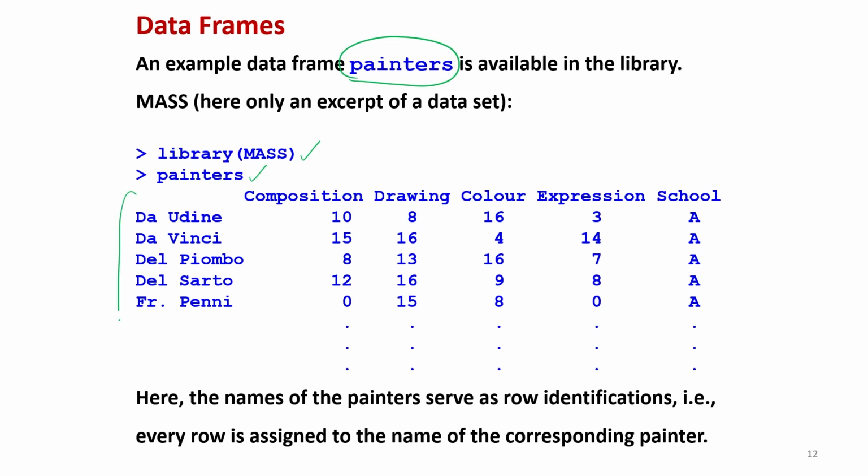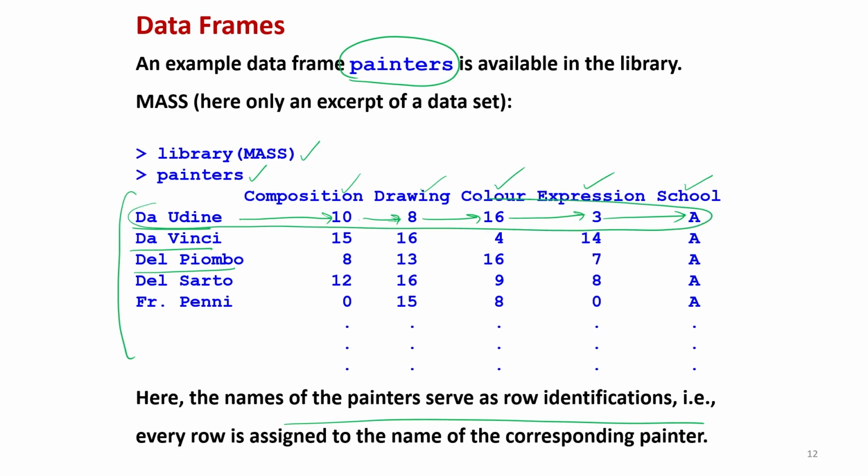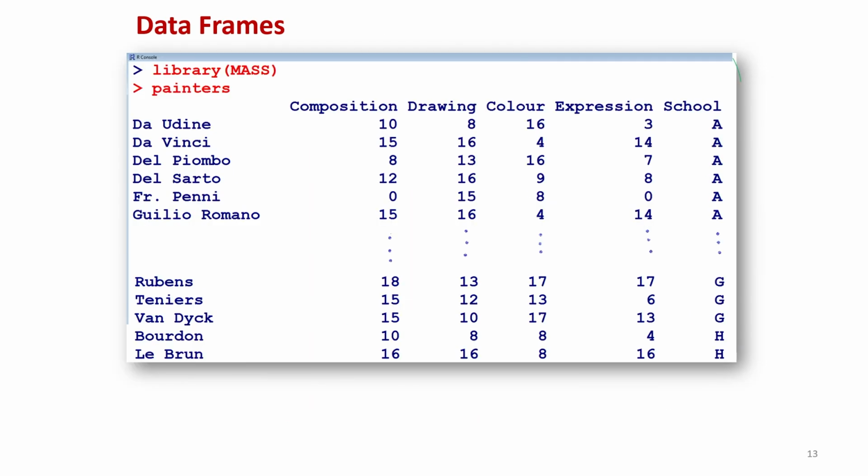So it will actually look like this. These are the names of the painters, Da Udine, Da Vinci, Del Piombo, etc. And the details of their painting, like the composition, drawing, color, expression, school. For example, for Da Udine the composition value is 10, drawing is 8, color is 16, expression is 3, and the school is A. Right. So you can see here that every name of the painter is serving as a row identification. So the first row is giving the information only on the painter Da Udine. Right. And if you try to see it in the R software, it will look like this.